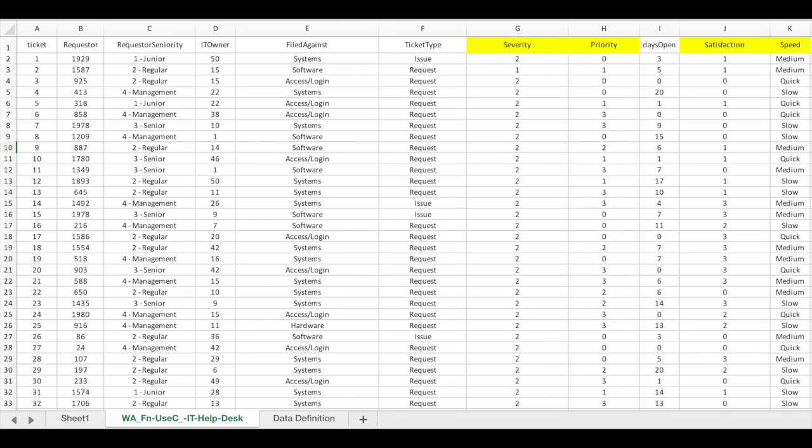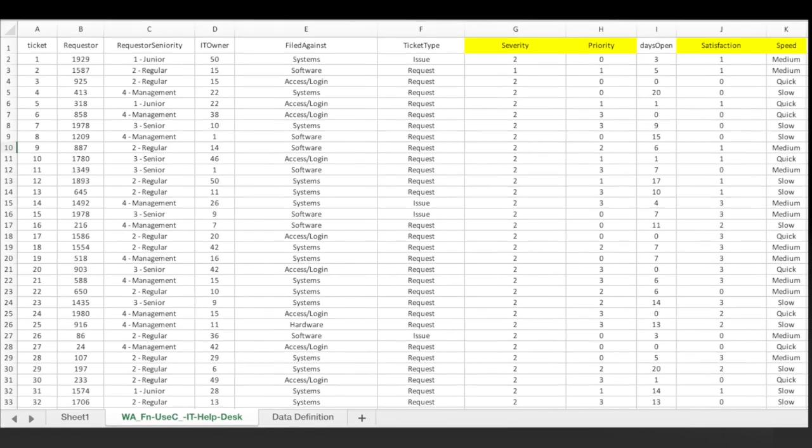We also added a calculated field called speed, which used an if statement based on the days open to assign a speed rating to each request. If the request was open for 2 days or less, it was given the title quick. If it was open 3 to 7 days, it was medium, and if it was 7 or more days, it was slow. So that's how we manipulated our data, and now we're going to talk about the different factors.